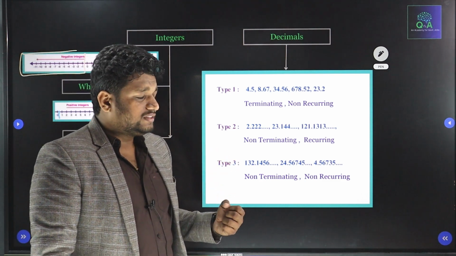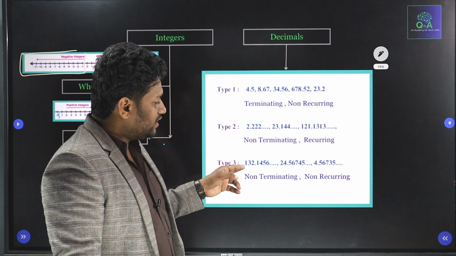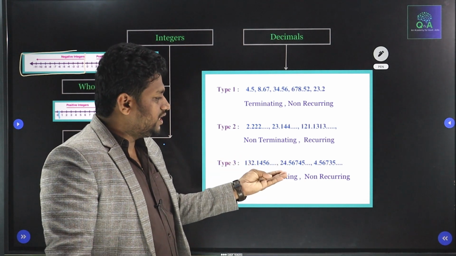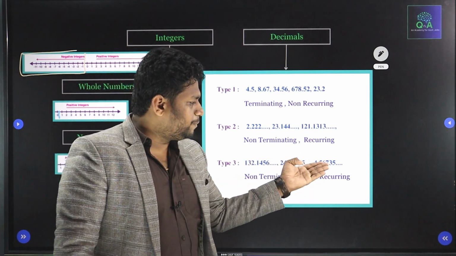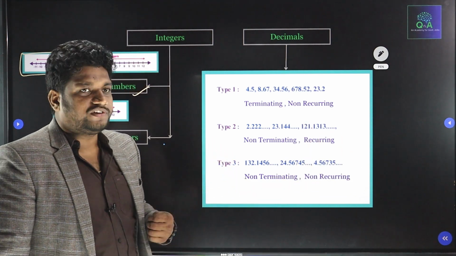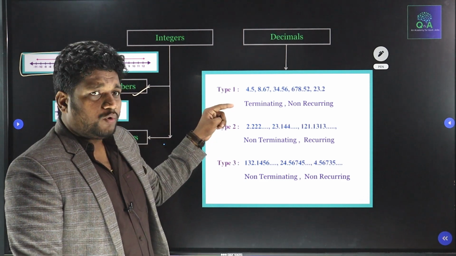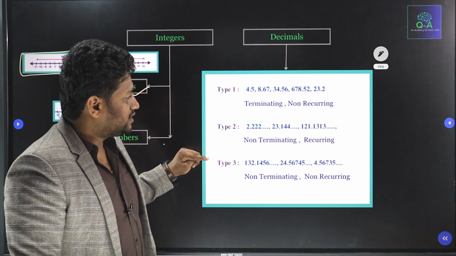If you see the third type of decimals, it will be 132.1456 and so on, or 24.56745 and so on, or 4.56735 and so on. These are the third type of decimals we have. So we'll see what the differences are between type 1, type 2 and type 3.